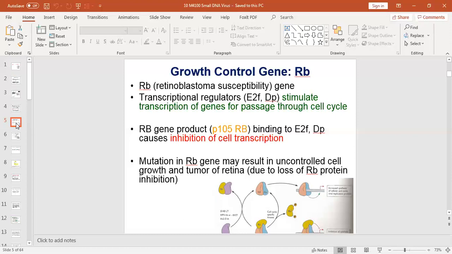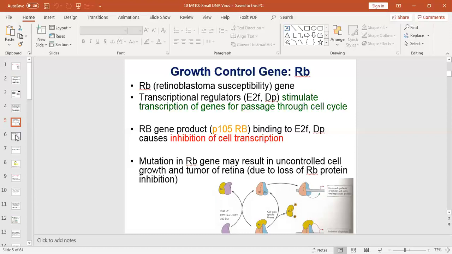Therefore, it's very logical to stipulate that if there are any mutations in RB, it will result in uncontrolled cell growth and tumor. The tumor usually happens in the retina. And why does the tumor happen? Because the RB protein will lose its function, so the cells will continuously grow and divide.